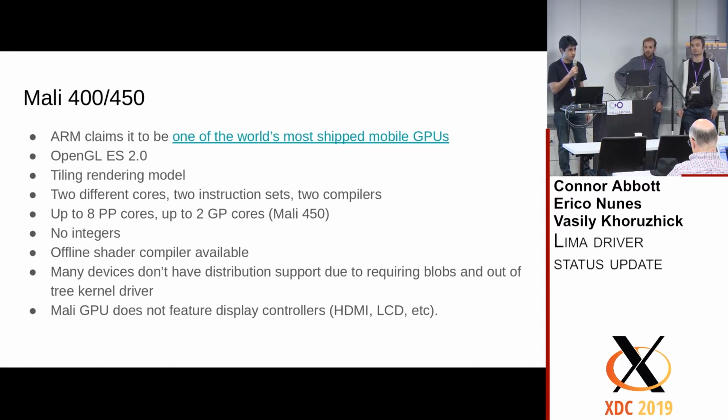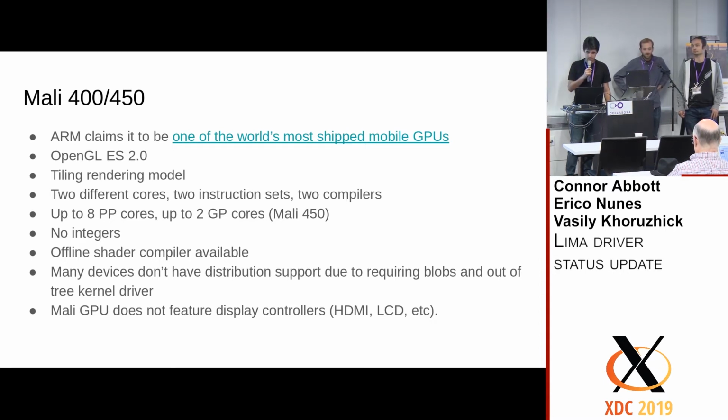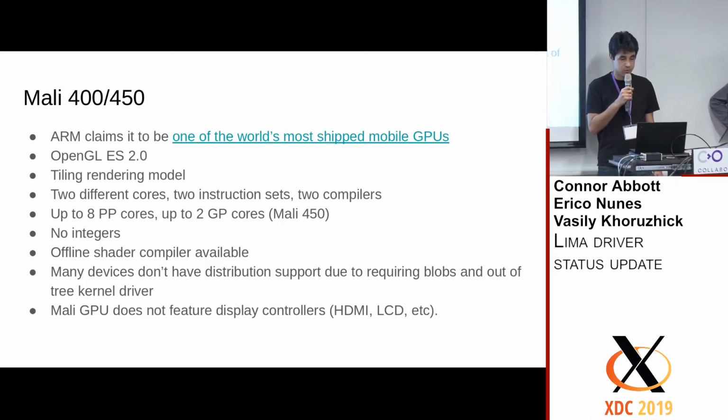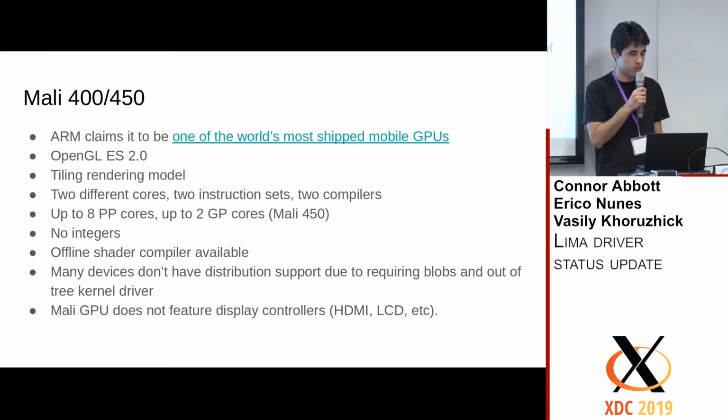So the Mali 400 and Mali 450 are kind of an old product by now. Most GPUs these days are doing unified shaders, but we are having double work here because we have to support two different instruction sets. It can support up to 8 pixel processing cores and up to 2 geometry processing cores, or vertex processing cores, in the Mali 450. We don't have integer support, and that was actually a bit of a problem in the beginning of development. We have to lower everything to floating point, and that may cause some precision problems in some applications.